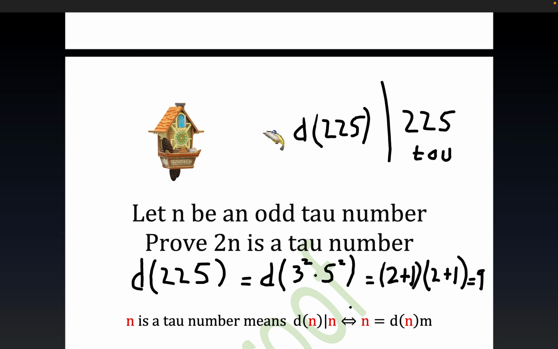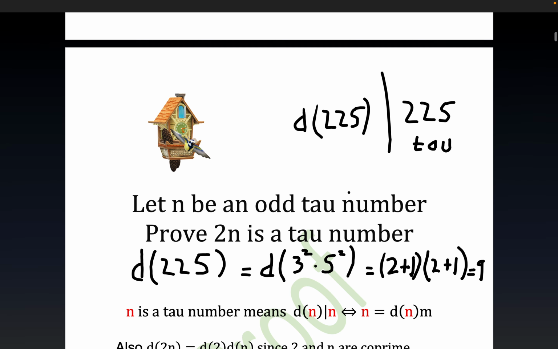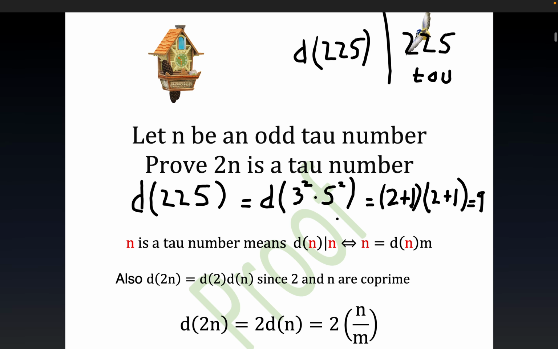Sorry about that. So we want to prove that if n is an odd tau number, then 2n is a tau number. You can check that with 450 if you want. 450 is 2 times 225, and that's also a tau number, a very simple computation. You get 18 divisors for 450, and 18 does divide 450. But let's prove the general case here: if n is an odd tau number, odd's important, then 2n is a tau number.